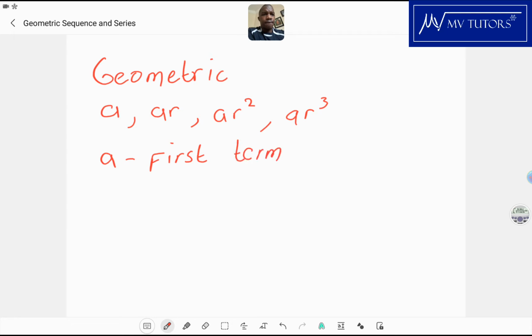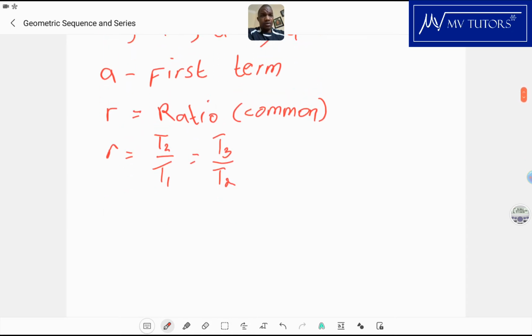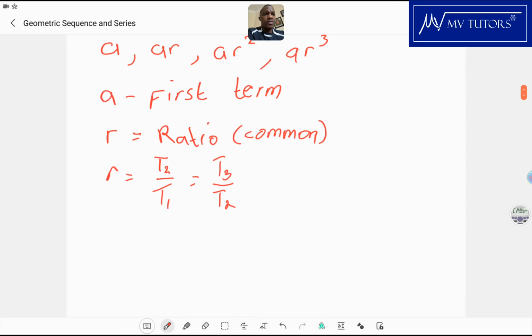First term, and then R, now this is where it gets interesting, because R stands for ratio. It's the common ratio, the ratio that is common between these. Now this ratio is given by, if you take the second term and divide it by the first term, it should give you the same number as if you take the third term and divide it by the second term. And that defines R.